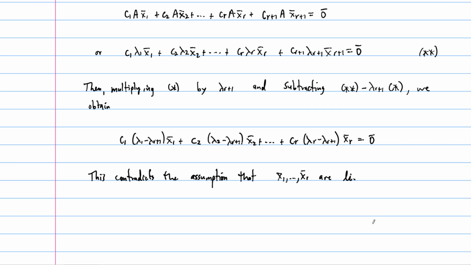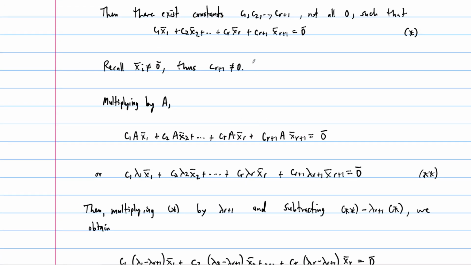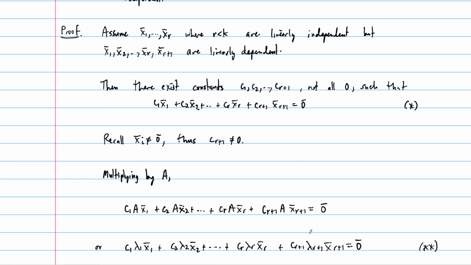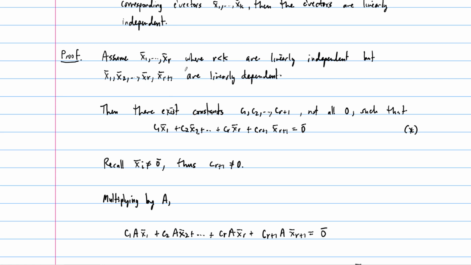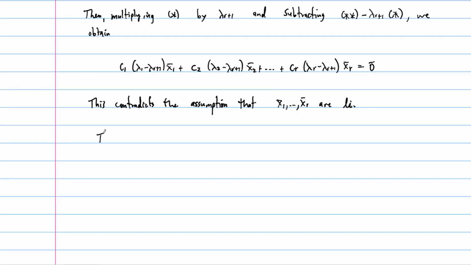All right, so what's the conclusion then? The contradiction is to that, but the conclusion is that our assumption that x1 through xr plus 1 are linearly dependent is wrong. And so therefore x1 through xr plus 1 must be linearly independent. And this is true for all r less than k, and so when you make r equal to k minus 1, then you get all of them. And so that's it. That's the proof.